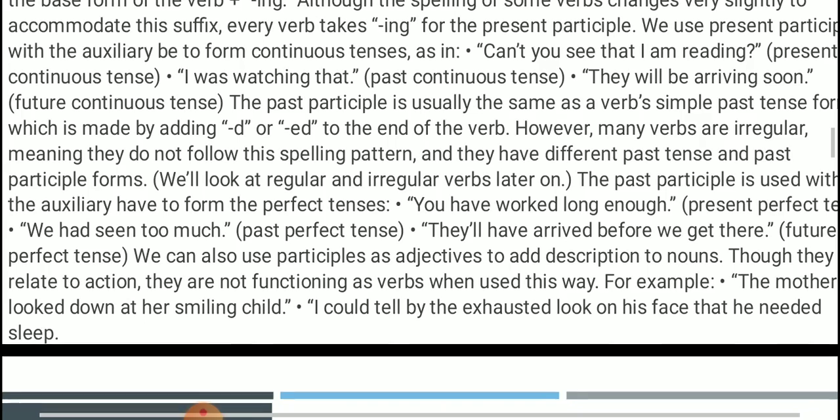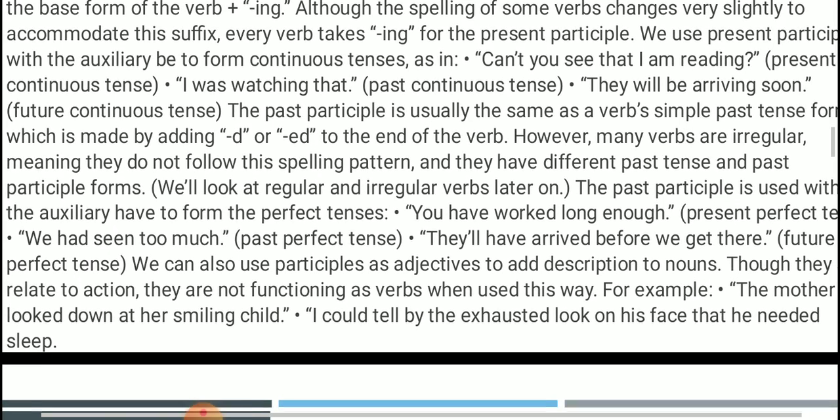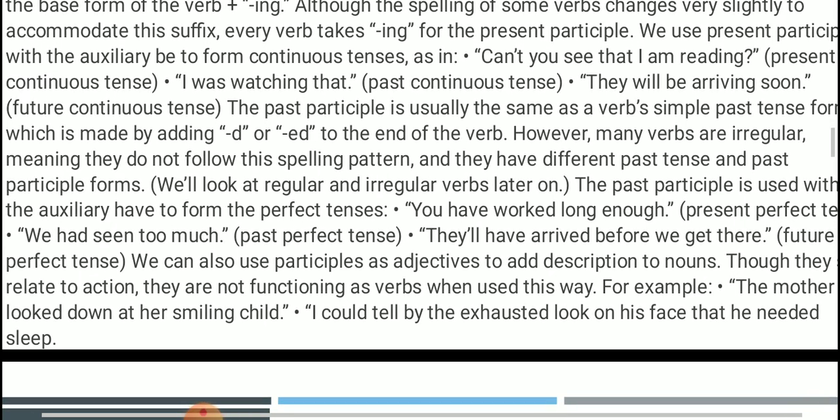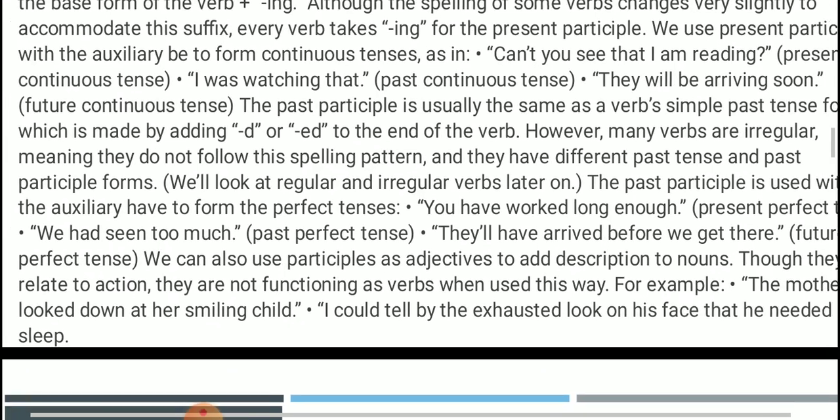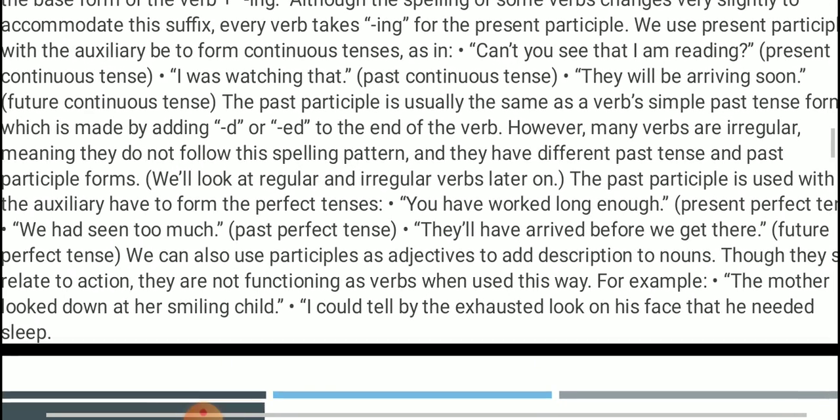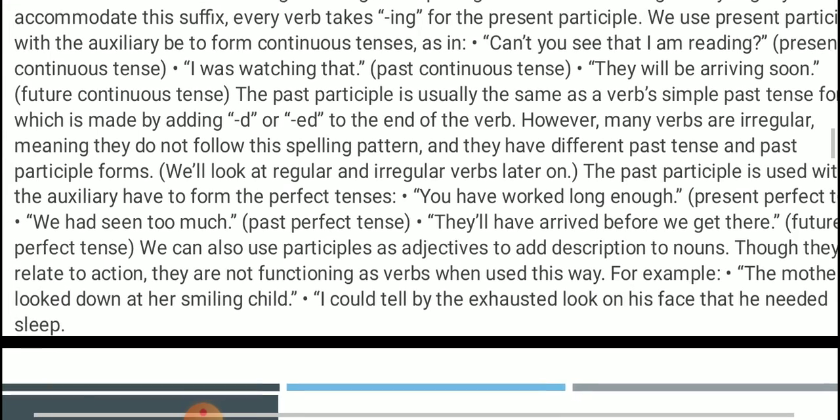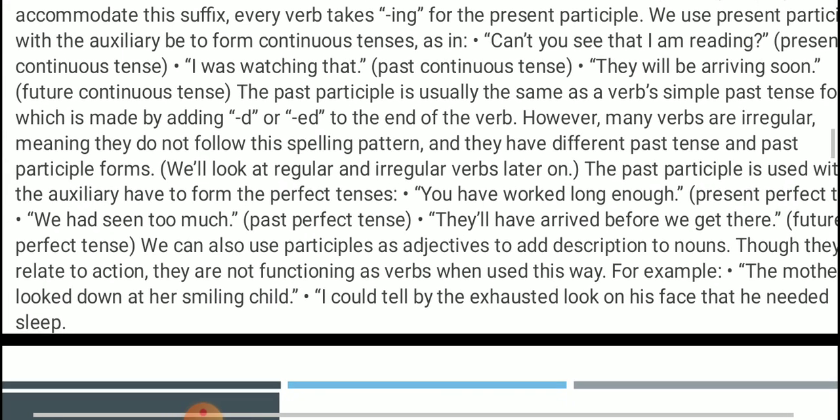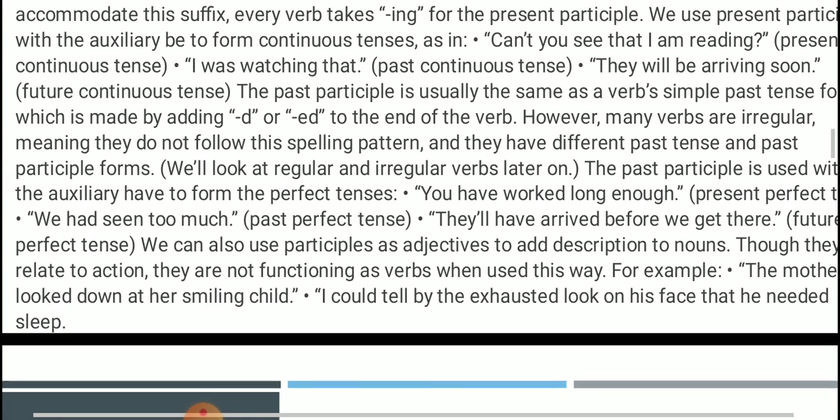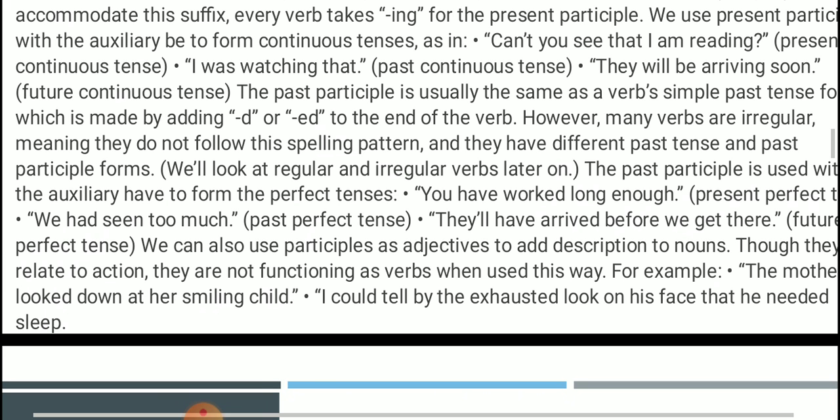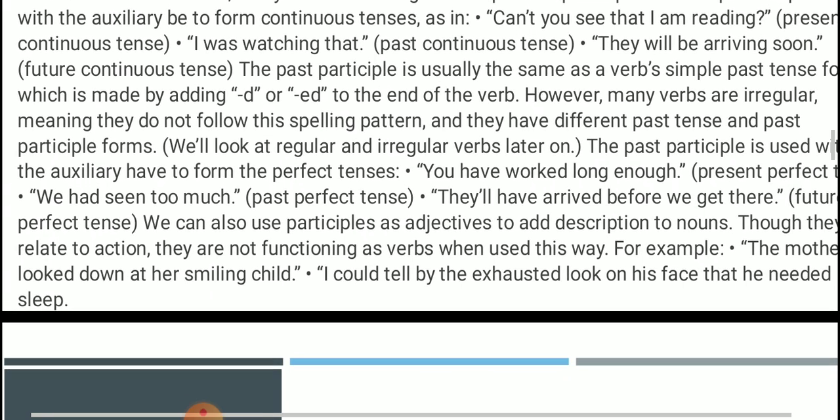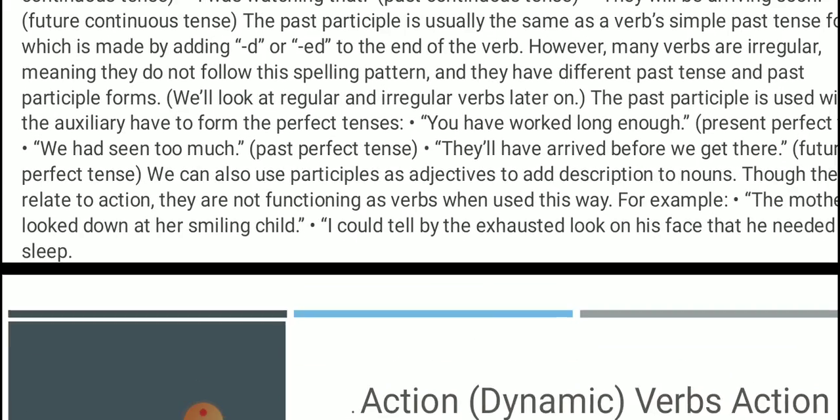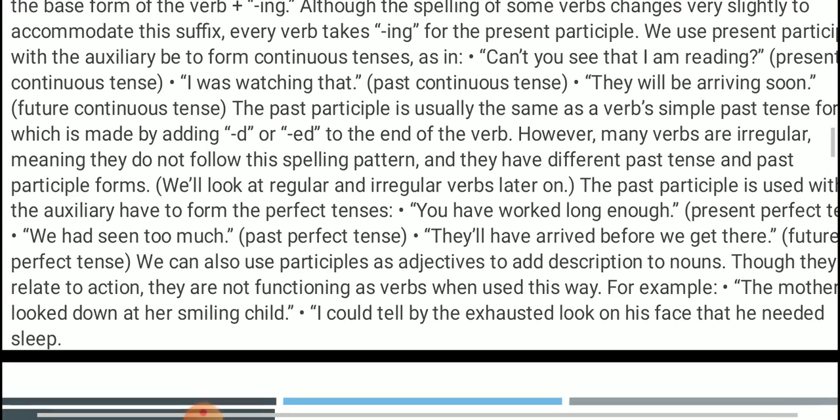The past participle is, on the contrary, the same as the verb's simple past form, which is made by adding d or ed to the end of a verb. However, many verbs are irregular, which do not follow the d or ed pattern. They have different past tense and past participle forms. You already know, for example, write, wrote, written. They have two different forms.